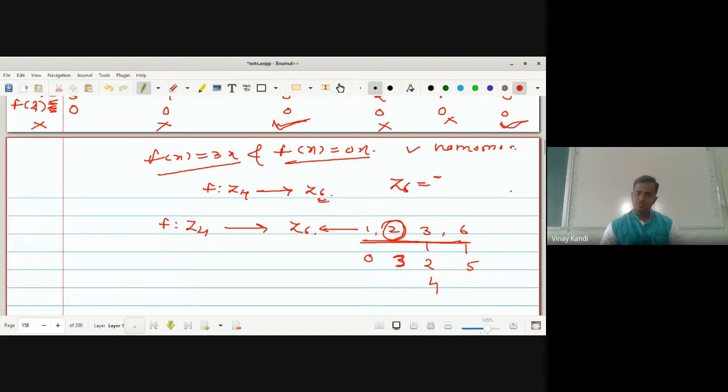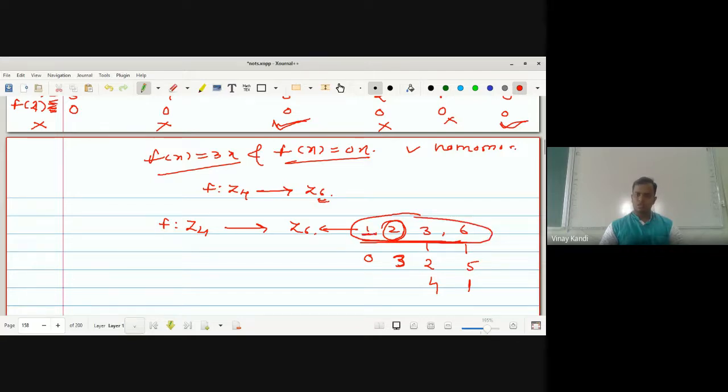What is Z6? 0, 1, 2, 3, 4, 5. What is the order of 0? 1. The order of 1 is 6. The order of 2 is 3. The order of 3 is 2. The order of 4 is 3. 5 and 1 come with order 6, and only one element, 3, has order 2. These are the possible orders in Z6.